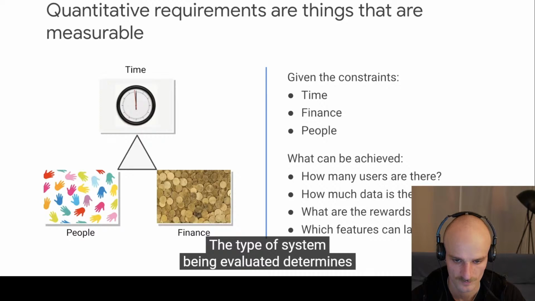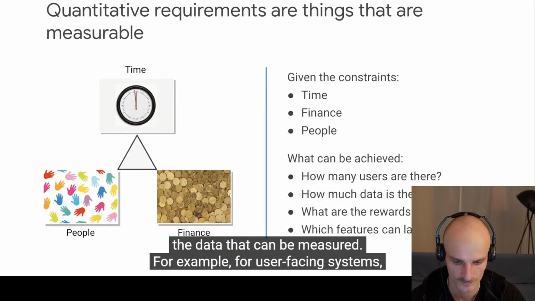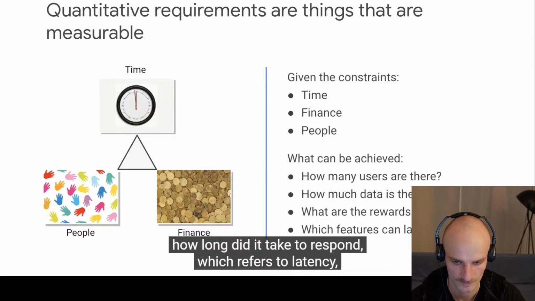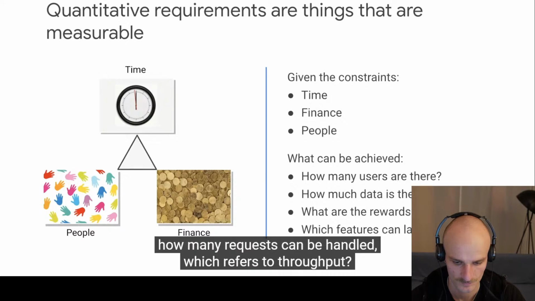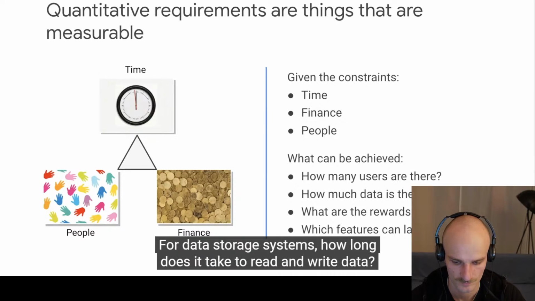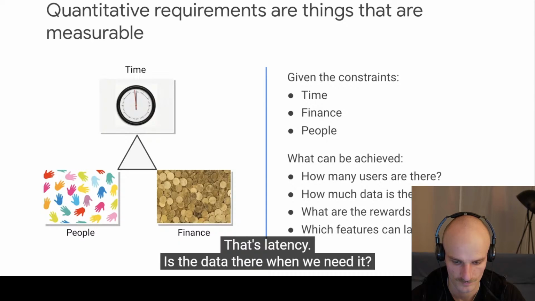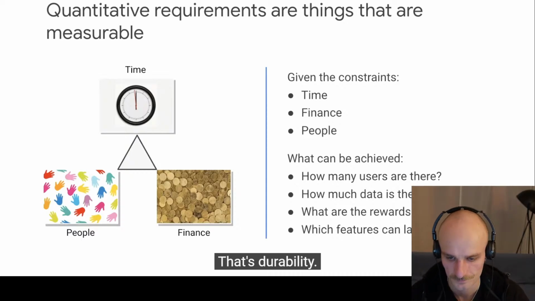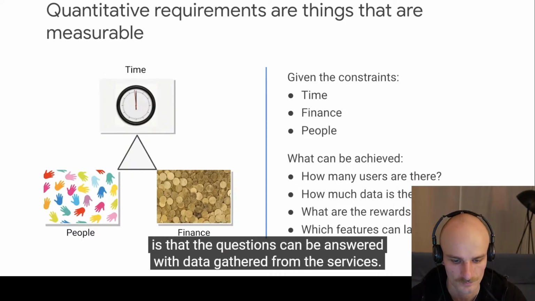The type of system being evaluated determines the data that can be measured. For example, for user-facing systems: was a request responded to, which refers to availability; how long did it take to respond, which refers to latency; how many requests can be handled, which refers to throughput. For data storage systems, how long does it take to read and write data? That's latency. Is the data there when we need it? That's availability. If there is a failure, do we lose any data? That's durability. The key to all of these items is that the questions can be answered with data gathered from these services.